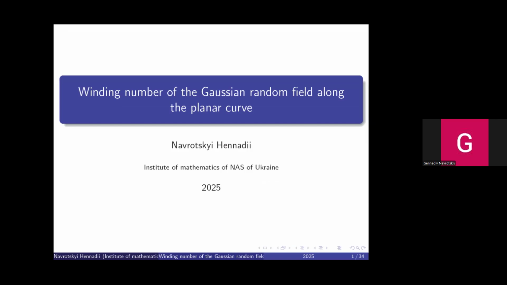So let us begin with a description of the goals of my talk. We aim to present some already well-known facts concerning the winding numbers of Gaussian random fields on the plane, and to present some results obtained by the application to a more specific case of a Gaussian smooth vector field in the plane.